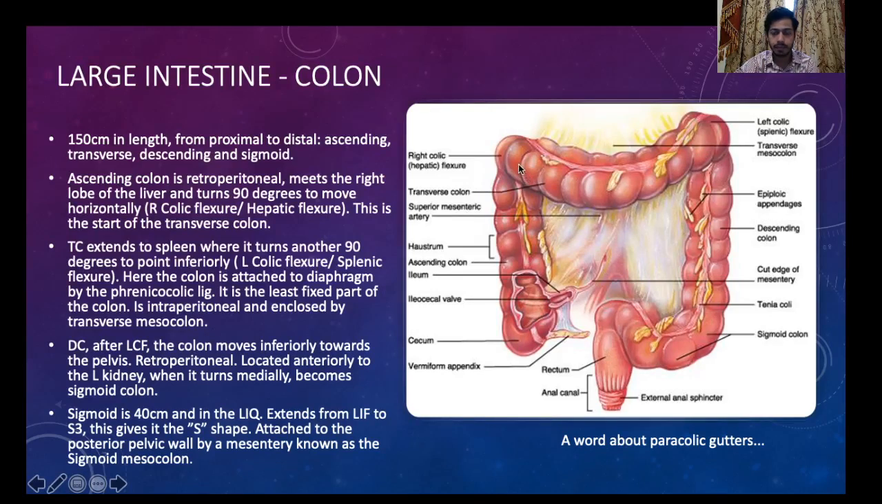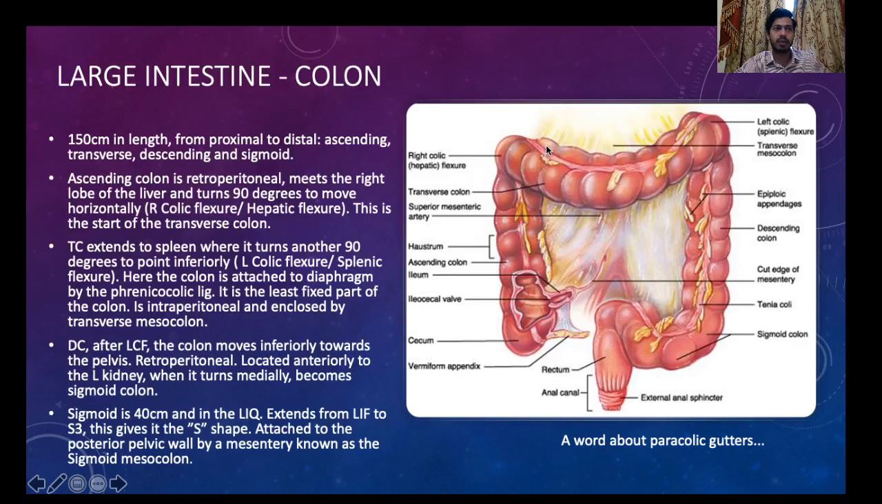Similarly, when we get to the end of the transverse colon, it would be the descending colon. Going back to the transverse colon, it extends all the way to the spleen, where it turns 90 degrees inferiorly. This is known as the left colic flexure, or the splenic flexure, because the spleen is in this part of the abdominal quadrants. It's also the part where the colon is attached to the diaphragm by the phrenicocolic ligament, and this is actually the least fixed part of the colon.